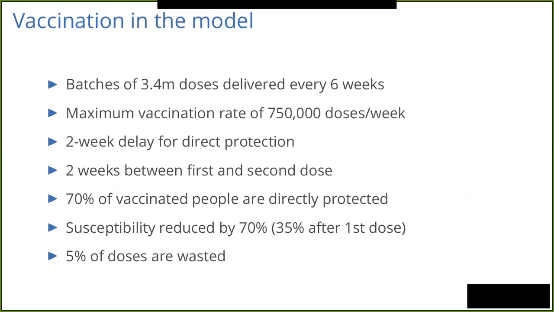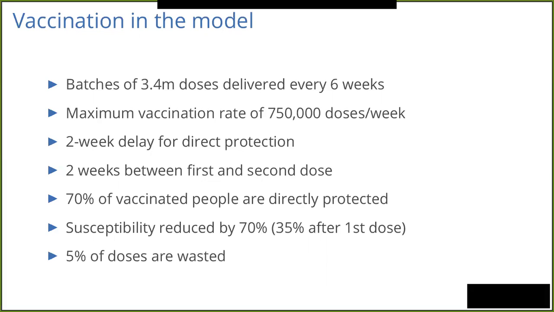Based on discussions with the Department of Health, we assume that pandemic vaccine will arrive in batches of 3.4 million doses every 6 weeks, and that from this supply, we can deliver up to 750,000 doses of vaccine to the population each week. We assume that it takes 2 weeks to develop a protective immune response after being vaccinated, and that if a second dose is required, it will be provided 2 weeks after that person's first dose.